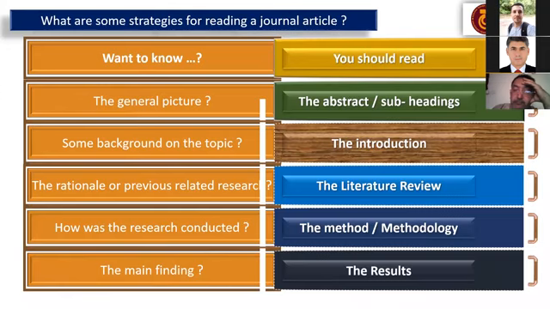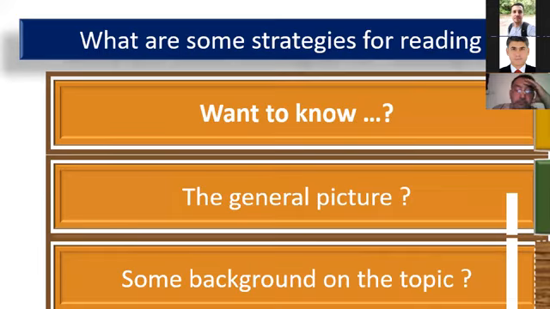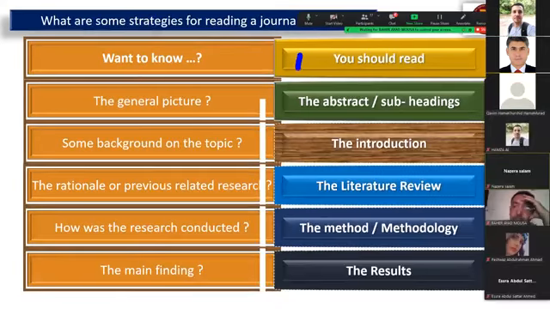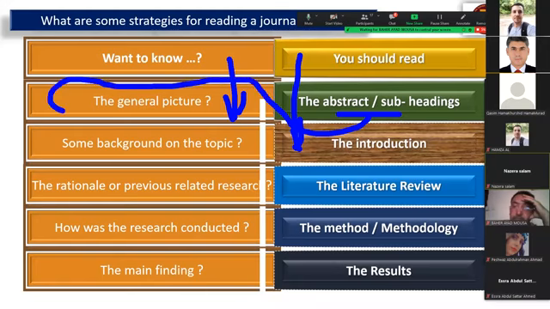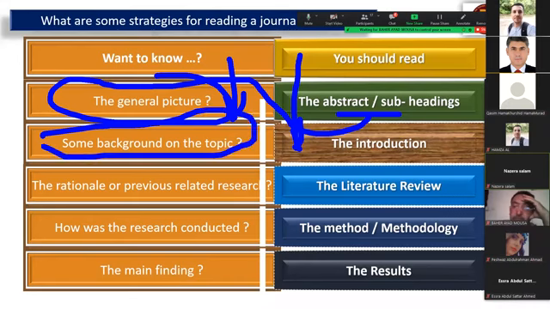So if we see, what should we read to find what? It's very easy. If I read abstract and subheading, I can find the general picture about the article. But if you need to find some background on the topic, you must read the introduction.